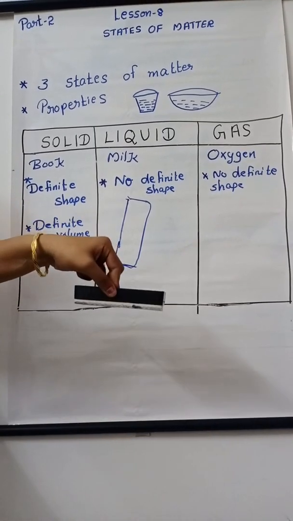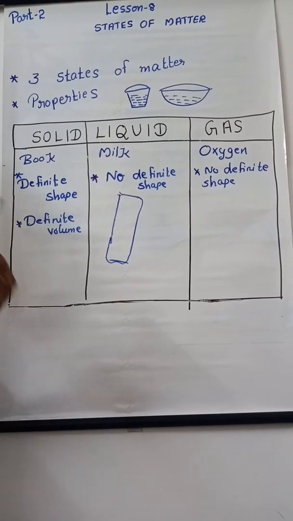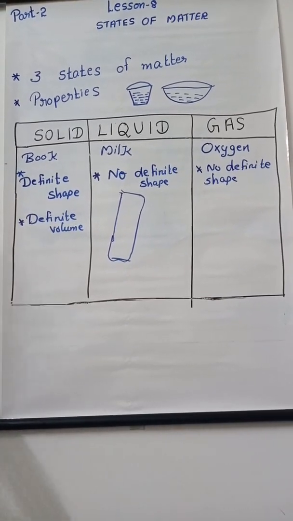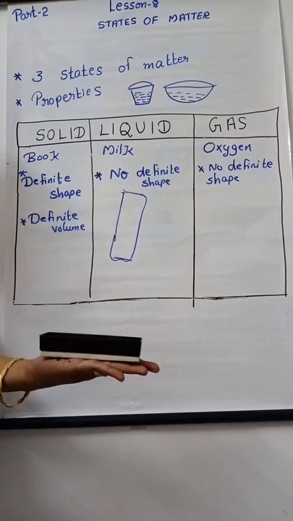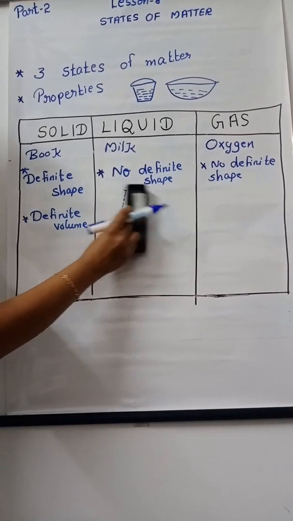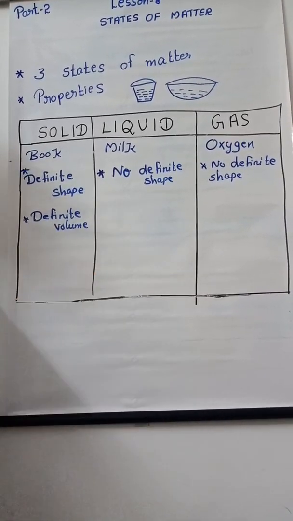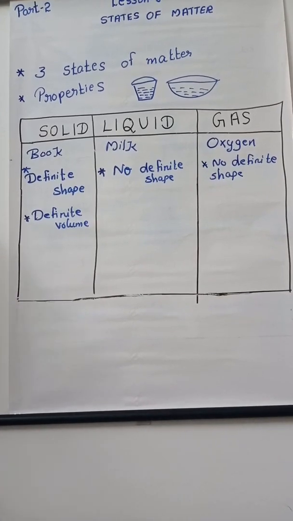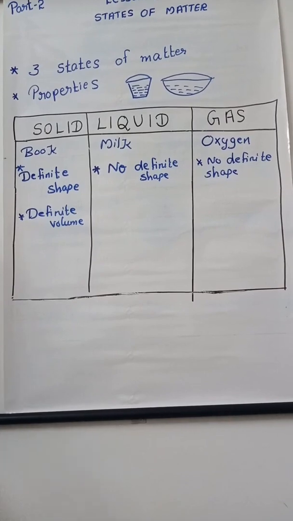If we are putting this duster into air, it will go down. Why? Because it is not getting enough space to stay. Or on my hand, I can keep the duster. It is occupying the same space. So we can say that the solid occupies some space. So the space occupied by an object is known as volume. So we can say that solids have definite volume.